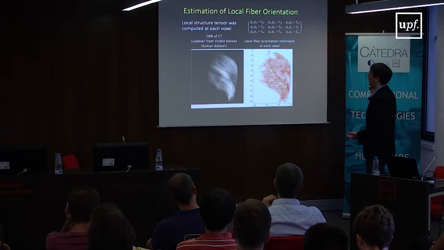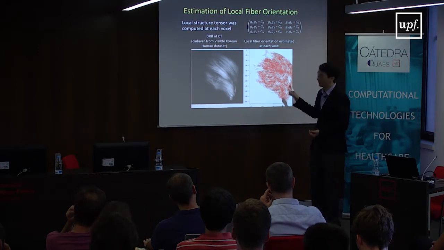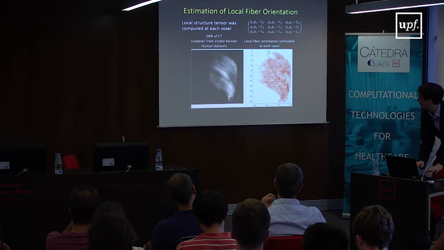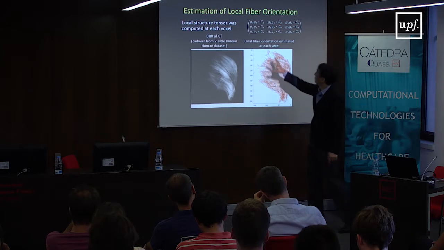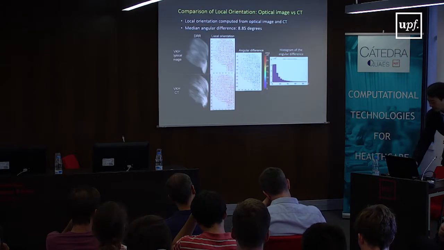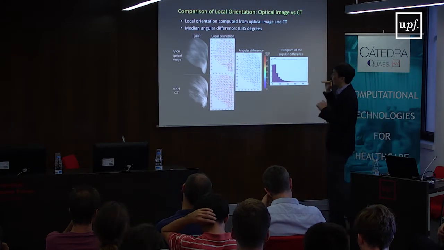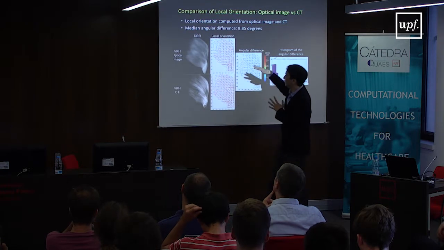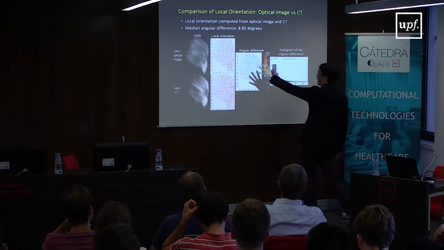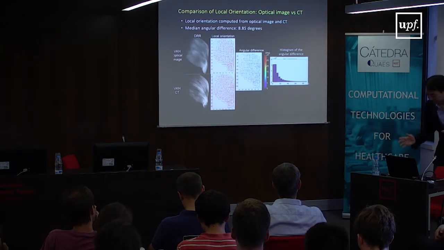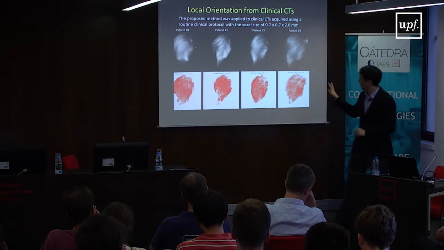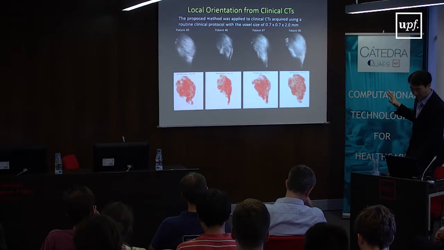So this is how we compute local orientation from CT. This is classic image processing called structure tensor. We just compute this tensor representing orientation at each voxel. And then here we compare tensor field, the orientation derived from optical image and CT image. So we just wanted to see how they align correctly. And from CT image, those are different patient, clinical CTs, we actually can extract those local orientations.